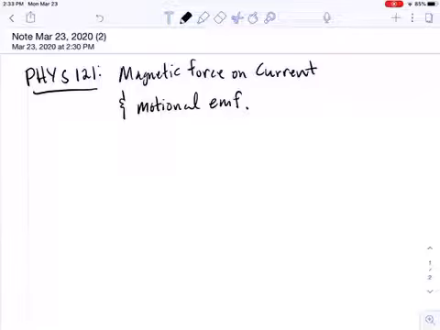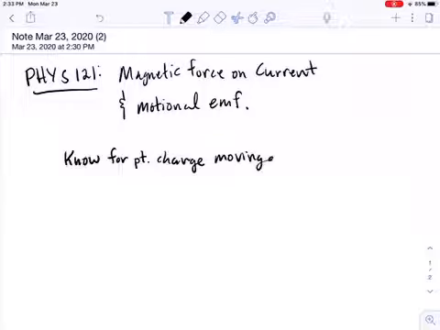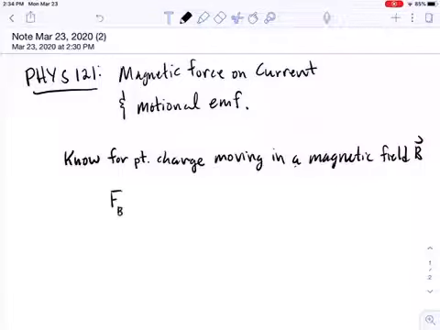And so those are the two things that I hope to examine in this video. So what we know so far is that for a point charge moving in a magnetic field, say B, the force on that point charge is equal to QV cross B. And so this tells us a few things.